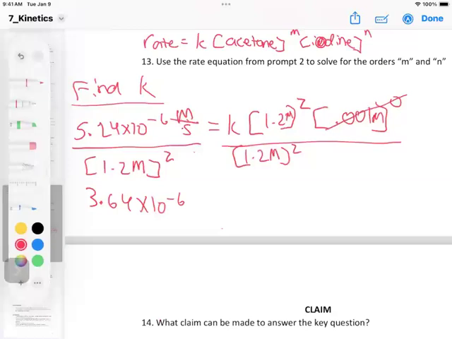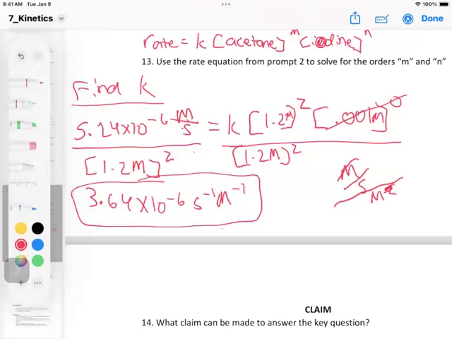Units are seconds to the -1, molars to the -1. Because again, I had molars per second divided by molars squared. So the top molar cancels out with 1 of the molars. So it gets me per second per molar. So that is my answer for K.